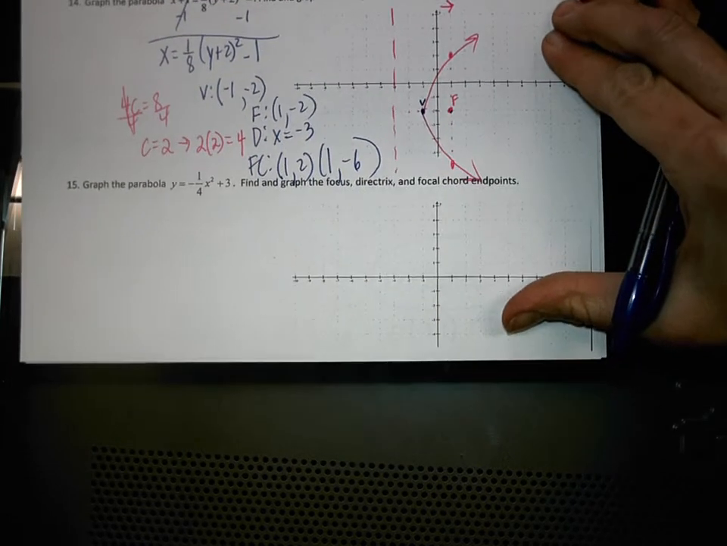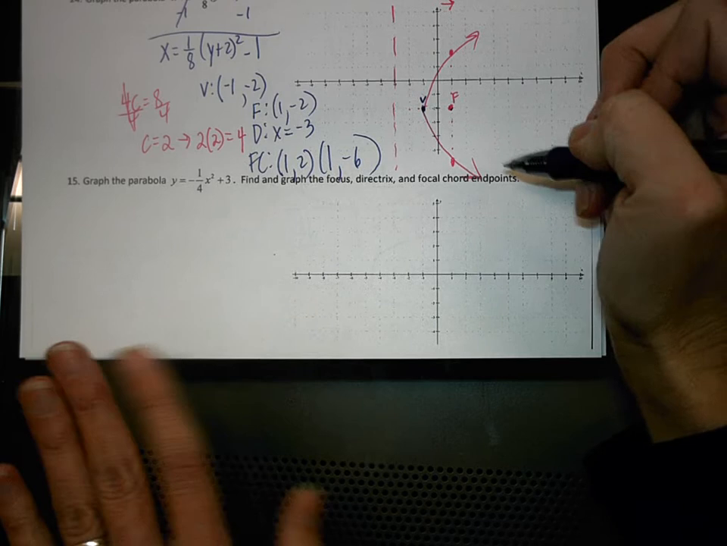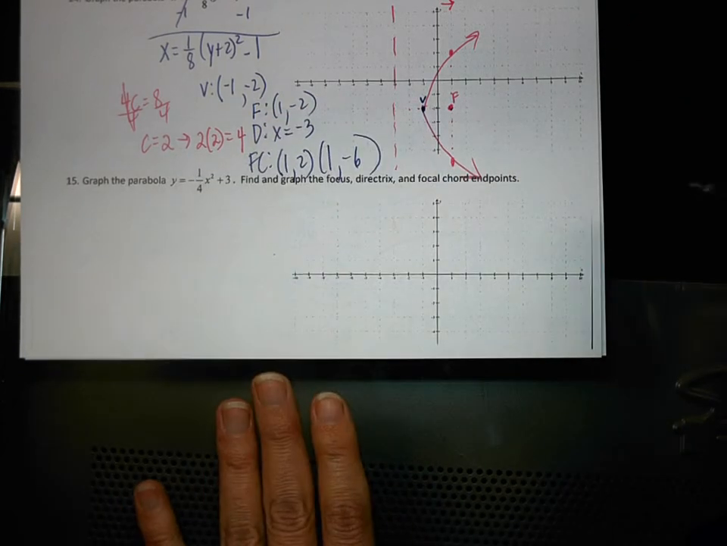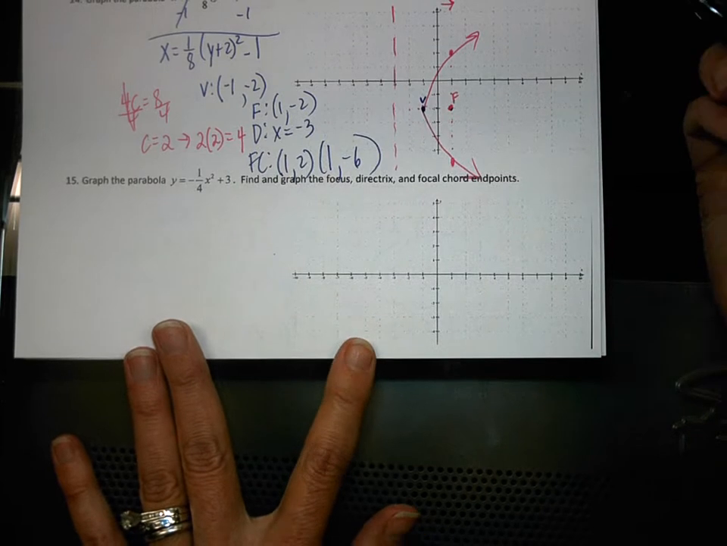Okay, another parabola we need to graph. It says find the focus, directrix, focal chord endpoints. Here, y is by itself, so I don't have to do anything else here. There's no plain x term to complete the square. We just need to graph this.